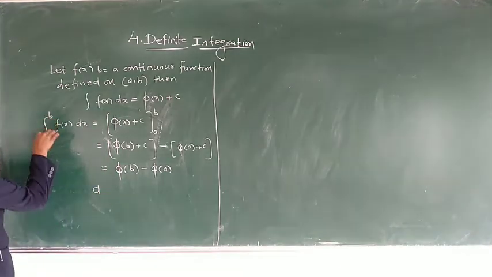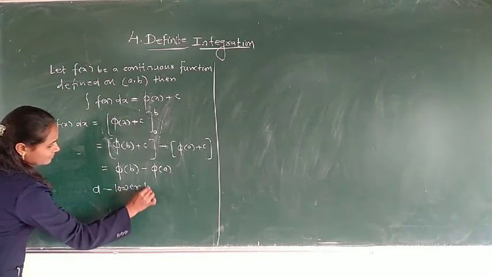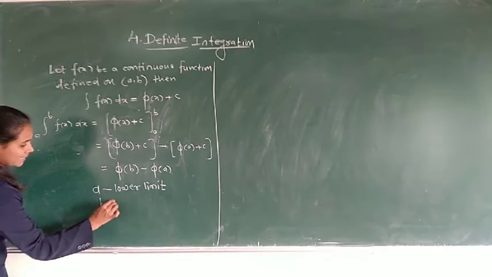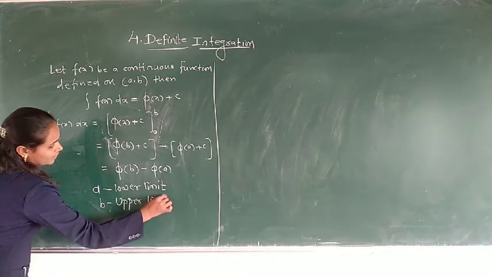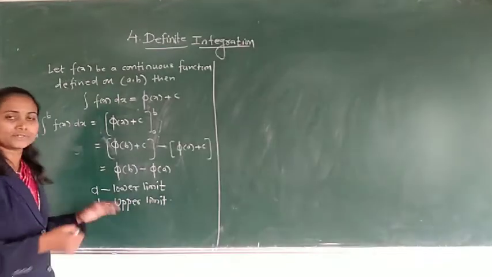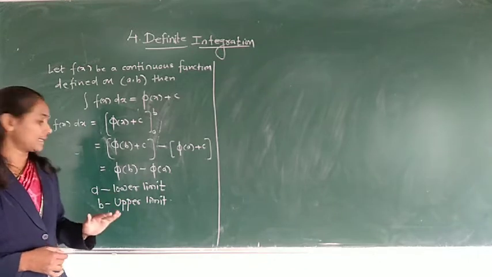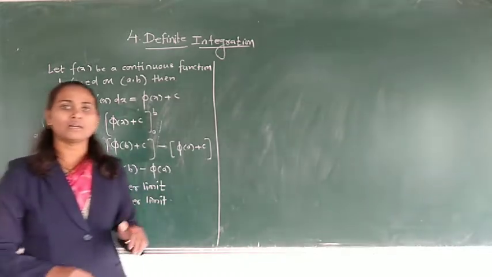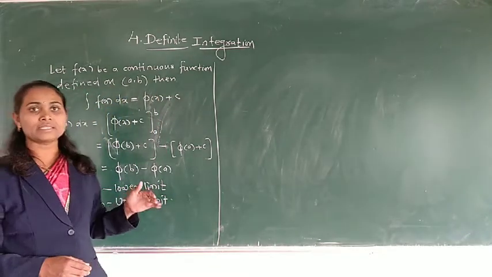in the integration from a to b of f of x dx, a is called the lower limit and b is called the upper limit. So when we find the integration, first we use the upper limit and then subtract the lower limit from the upper limit, where a and b are called the limits of integration, a is the lower limit, b is the upper limit.